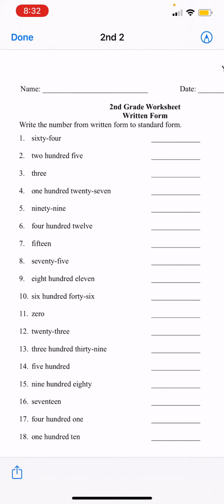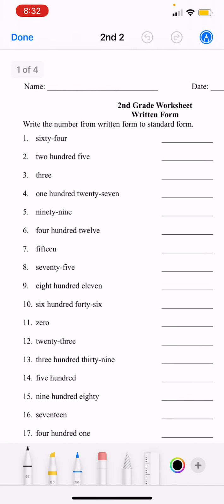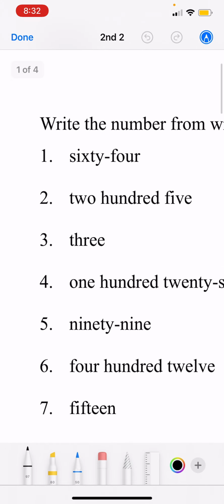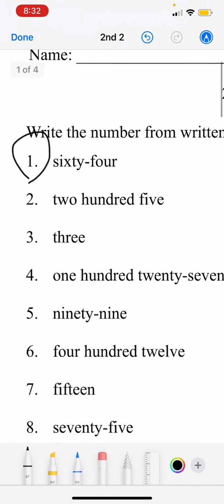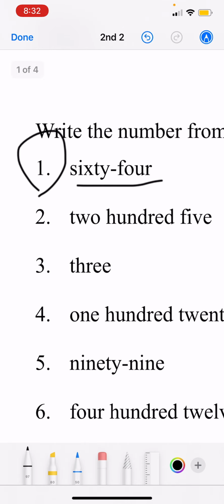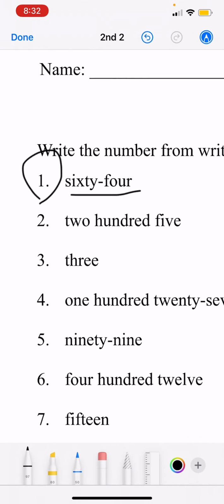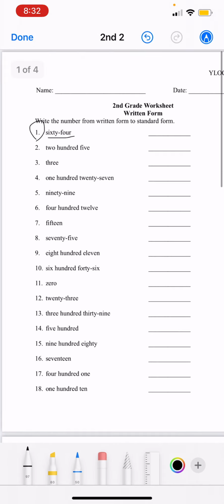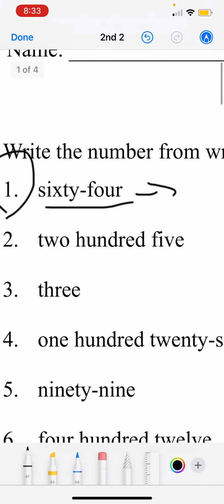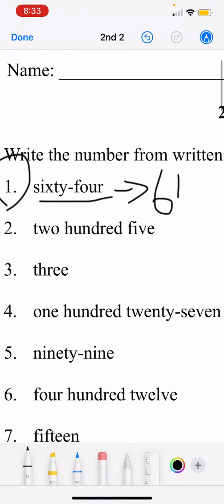Today's lesson we are going to learn how to write in written form. So the instructions say, write the number from written form to standard form. Okay, let's take a look at number 1 right here. Number 1, it says 64. Now, 64 being written like that is in written form. If you were to write in standard form, it would be 64.